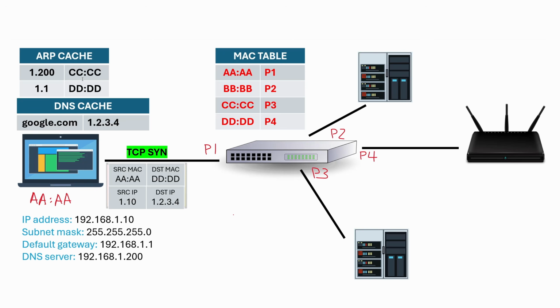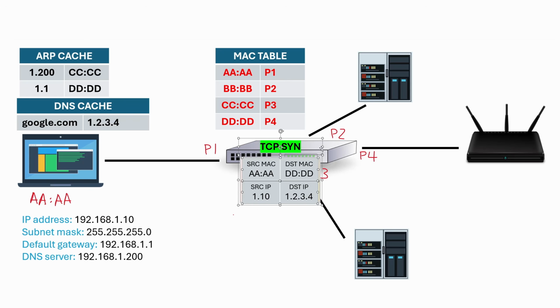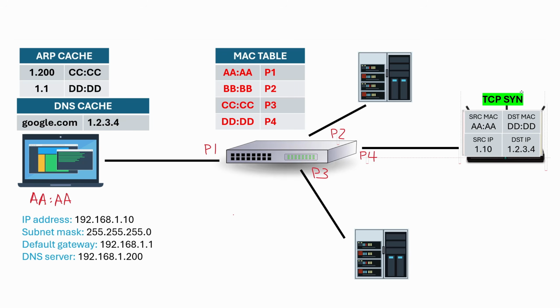We got the ARP cache, the DNS cache, and the MAC address table. And of course, these devices also have their own ARP caches and whatnot. And this TCP SYN will now be sent to the layer 2 switch. The switch is going to see the destination MAC is quad Ds, which it already knows is connected out of port 4. That's now going to be sent over to the router.